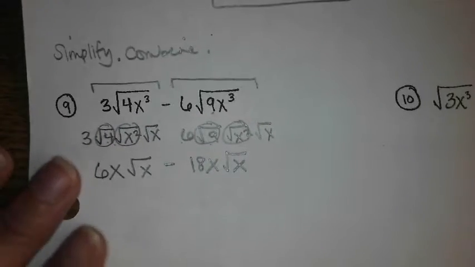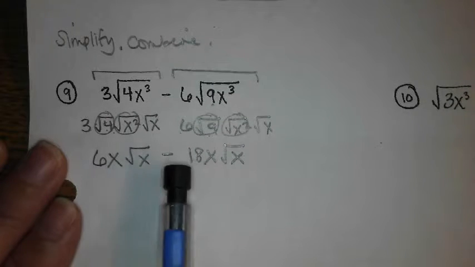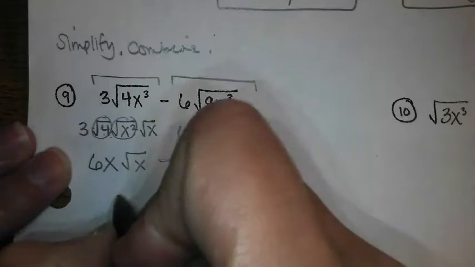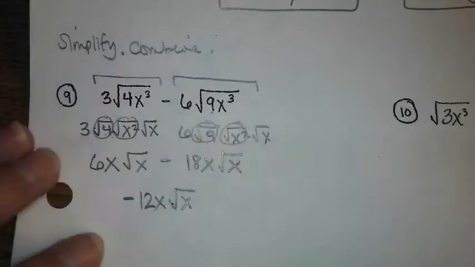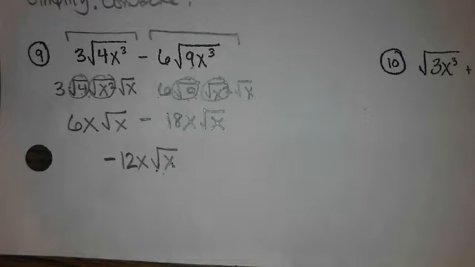Now are they like radicals? Yes. 6x's of these things and minus 18x's. What's 6x minus 18x? Negative 12x root x. We've combined like terms. Okay? Any questions on that? John?